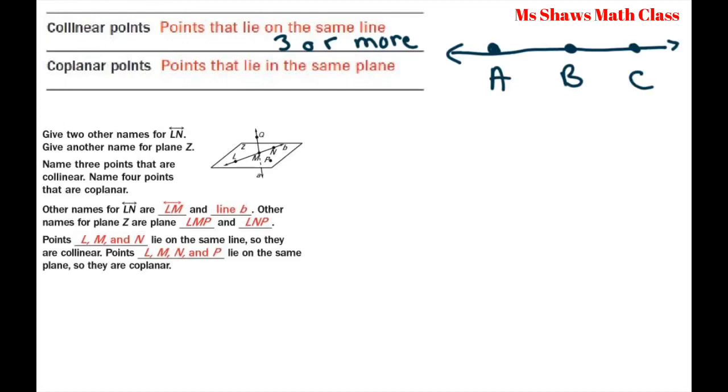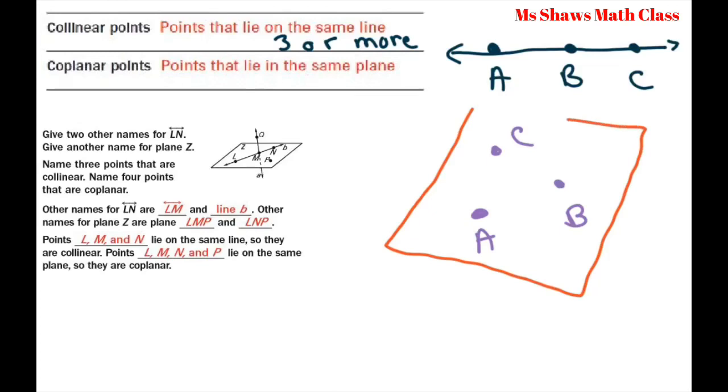Let's say we have 3 points here, A, B, and C. These are not colinear because they don't lie on the same line. They don't have the same slope. However, we can draw a plane here, and that means they're coplanar. So coplanar points have to have 3 or more as well.